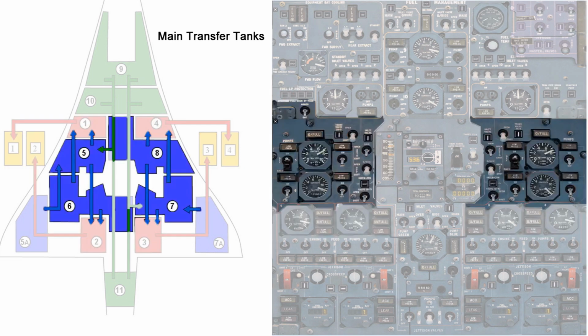The next slide here, or the next diagram, is showing the main transfer tank. These are the main fuel tanks where fuel is stored.